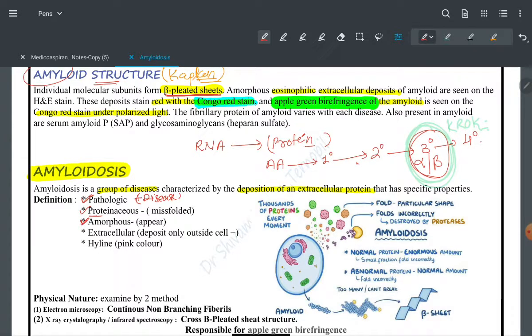And it will be amorphous in appearance, and it will always be present extracellularly. Okay. Deposited only outside of the cell. So in a histological appearance, it is always deposited outside of the cell, right? Whenever you have to differentiate it in a slide or in a question, if it is outside deposition, you have to go for amyloidosis.